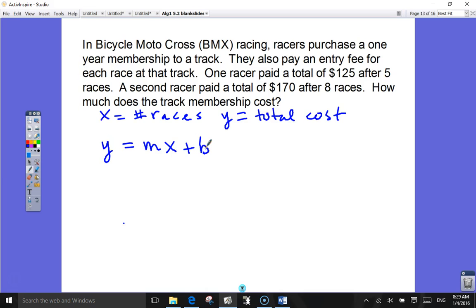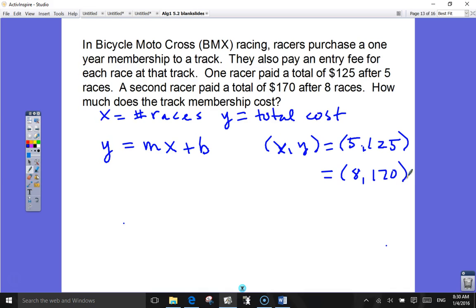Well, what have they given us by telling us how much they paid after 5 races and how much they paid after 8 races? They kind of just gave us 2 points, right? We know that if it cost $125 after 5 races, that means the XY point equals 5, $125. And if it costs $170 after 8 races, that's 8, $170.